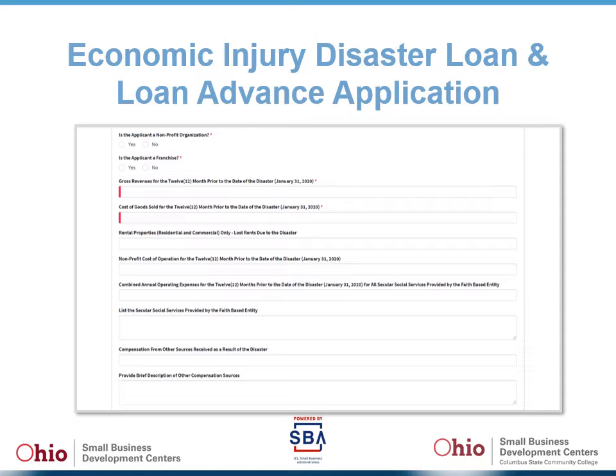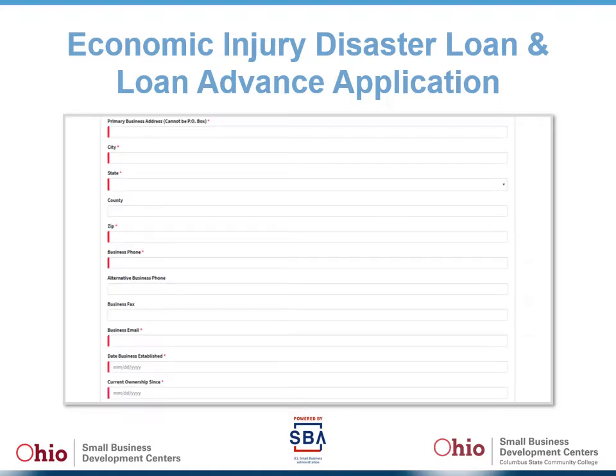Information here in the next 6 fields is not required to be answered. They're indicated by no red bar. And so you do not need to answer these next 6 unless they apply to you. So unless you have rental properties, you are a nonprofit, and what your revenue would be for there. If you are a faith-based entity, and you are providing secular social services, what those would be. And then if you have received any compensation from other sources as a result of the disaster. If you do not have any of those, you can leave those blank.